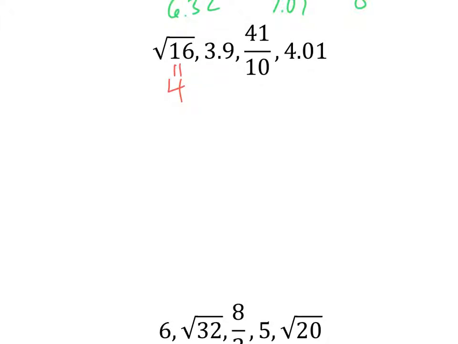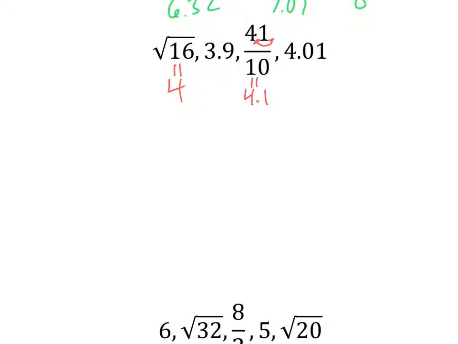41 divided by 10. When you're dividing something by 10, you're just moving the decimal place one place to the left. So that would really be 4.1. And then we have 4.01.